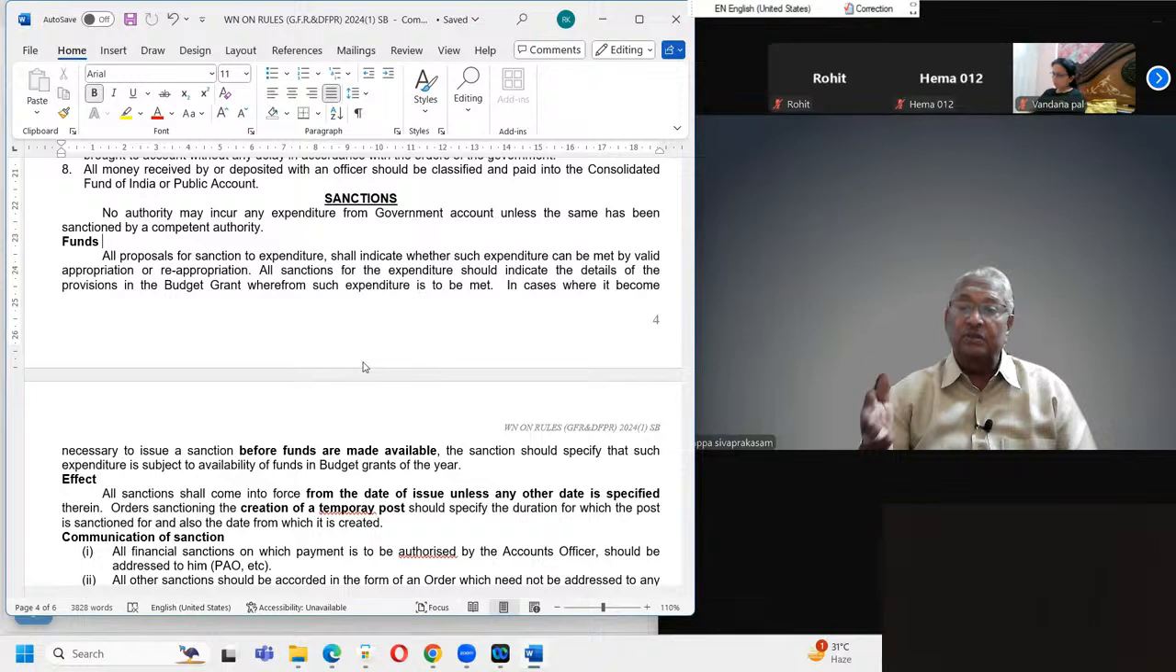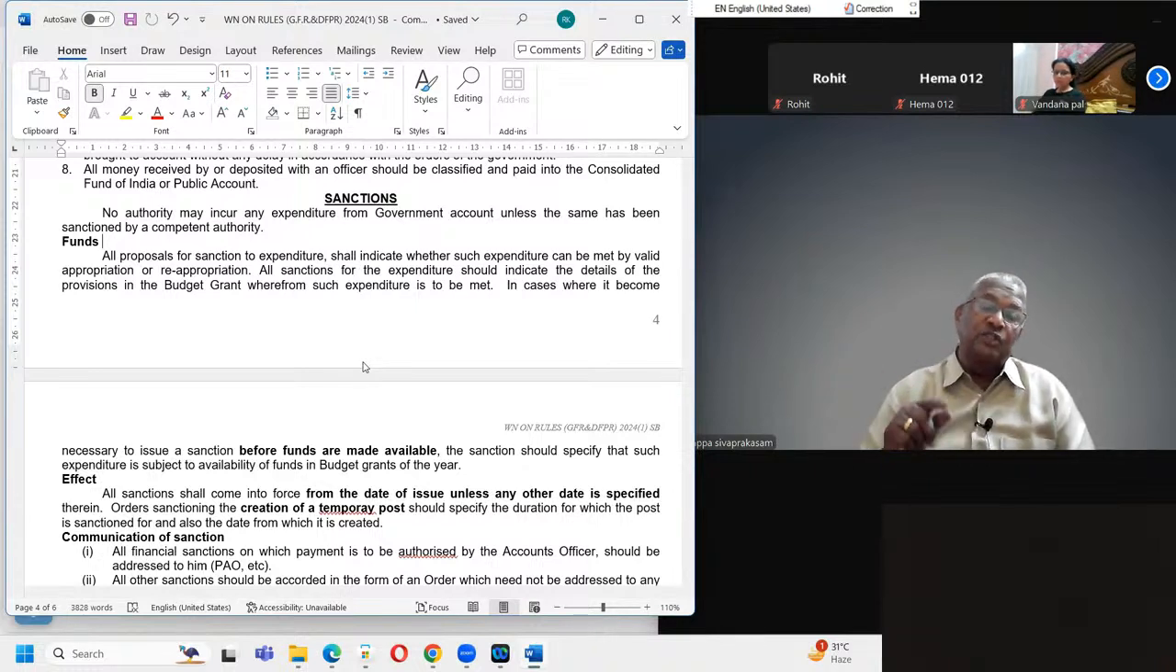Suppose, do you have, any of you have my noting drafting book? Vandana, do you have it? No. Does someone else have it? Maybe. Some may have, some may not have. I'll give you a specimen.